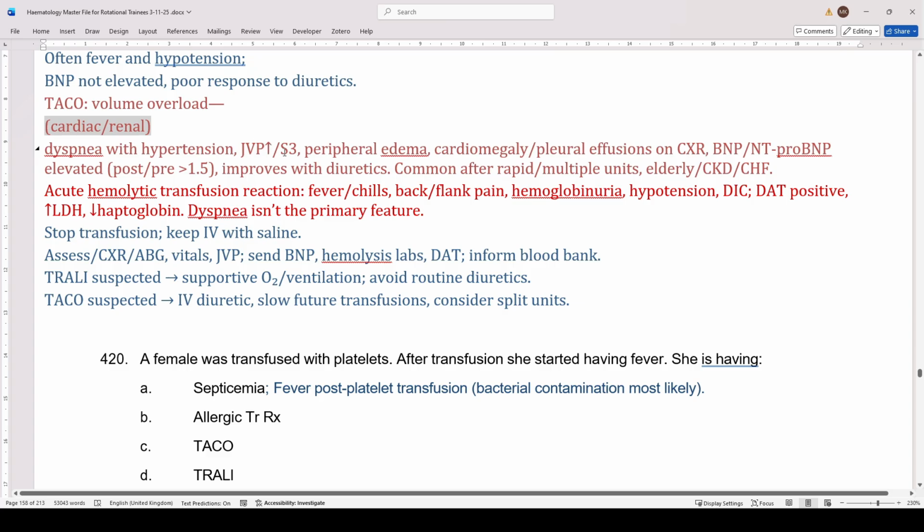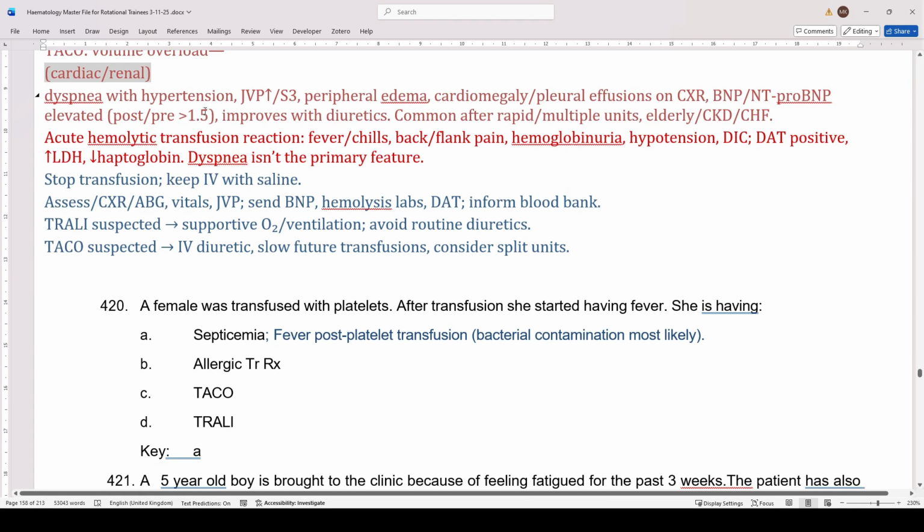JVP is raised. S3 is audible. The patient will have peripheral edema, and when we do an X-ray, we will see cardiomegaly and pleural effusions. Pro-BNP is increased in this case, more than 1.5 times, and as it is a circulatory overload, the patient will improve quickly if we give diuretics.